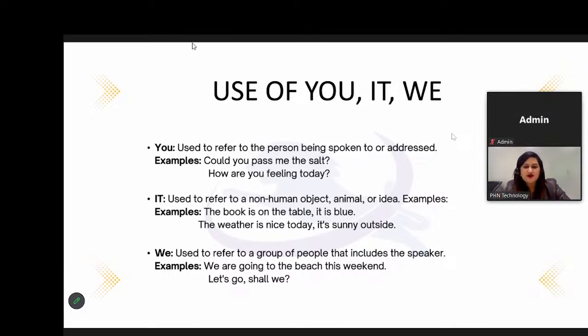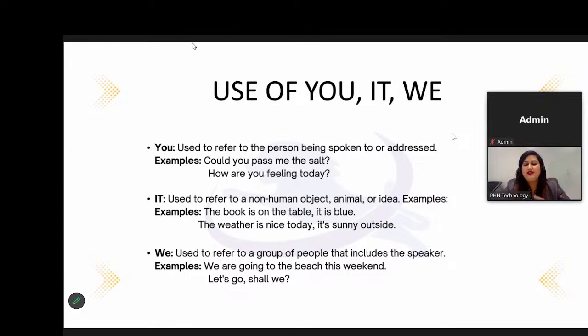So if you're talking about someone, when you're talking about a person, you should mention them, those, they. But when it is about a thing, an animal, an object, or an idea, you're going to say it. It is a sunny day outside. It is blue in color.